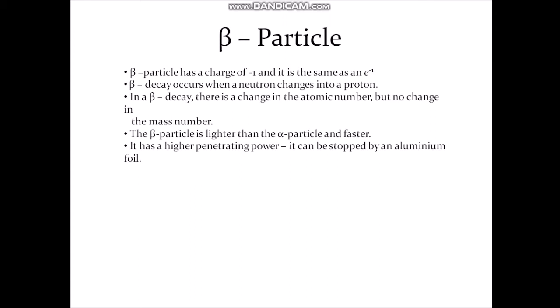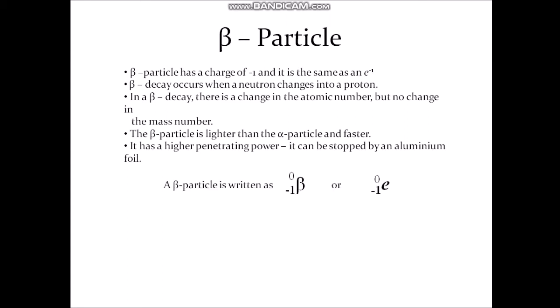Now the beta particle is lighter than the alpha particle and even faster. We talked about the alpha particle being bigger and slower, and the beta particle is much lighter and much faster than the alpha particle, and it also has a higher penetrating power. It can't be stopped by a piece of paper, but it can be stopped by an aluminium foil.